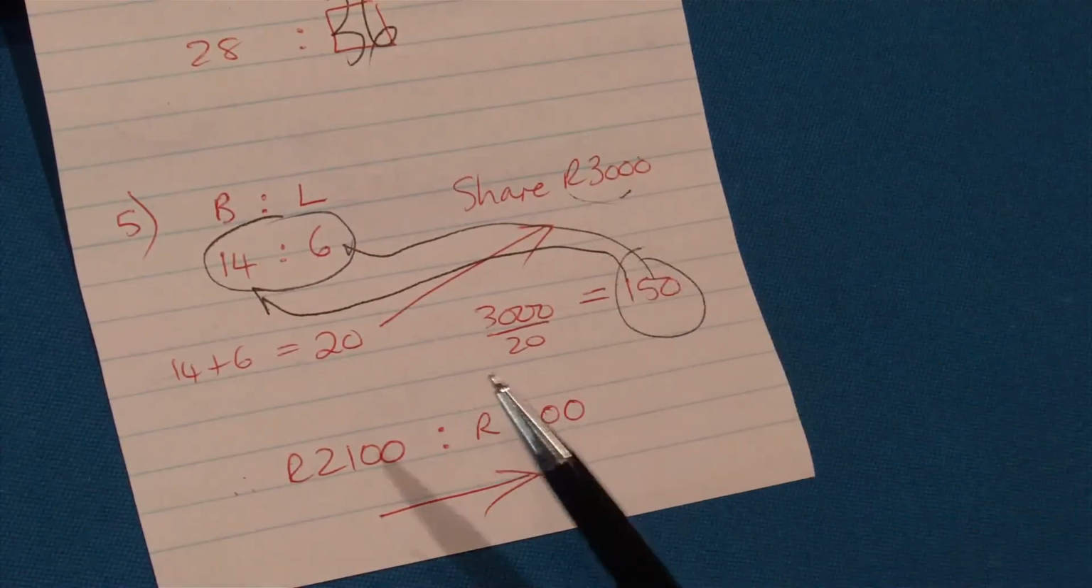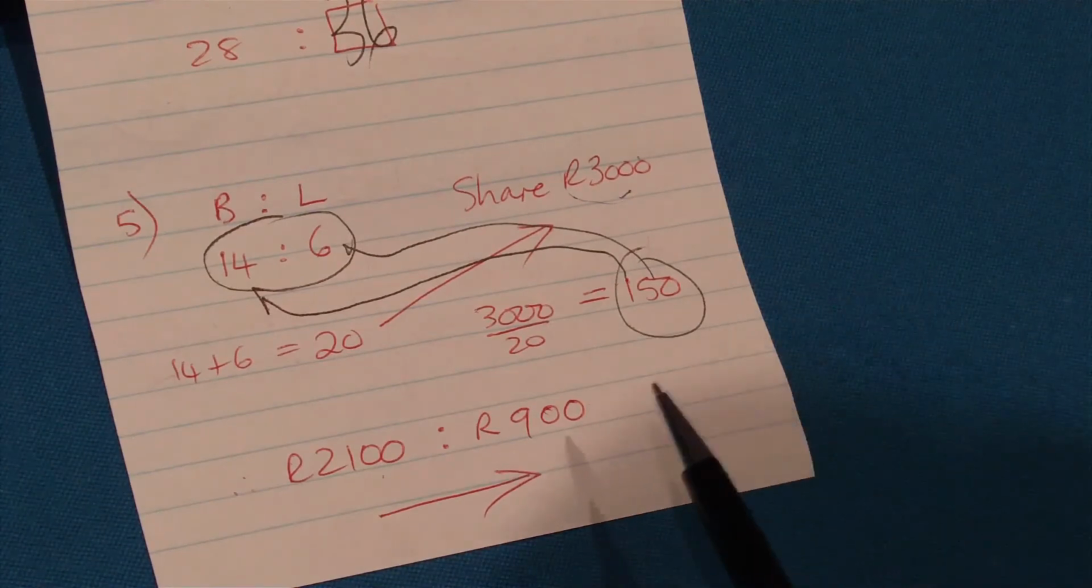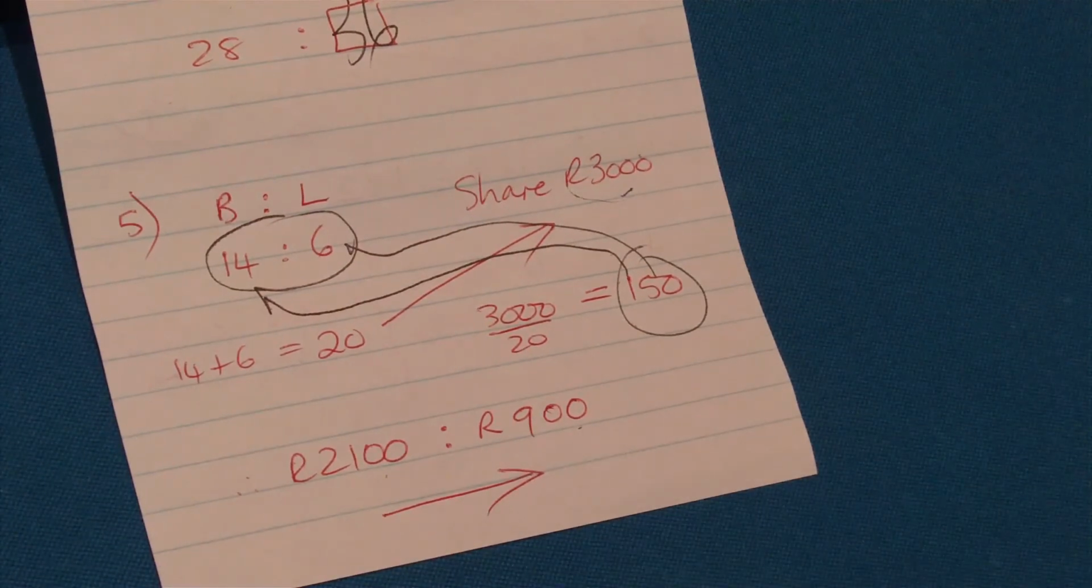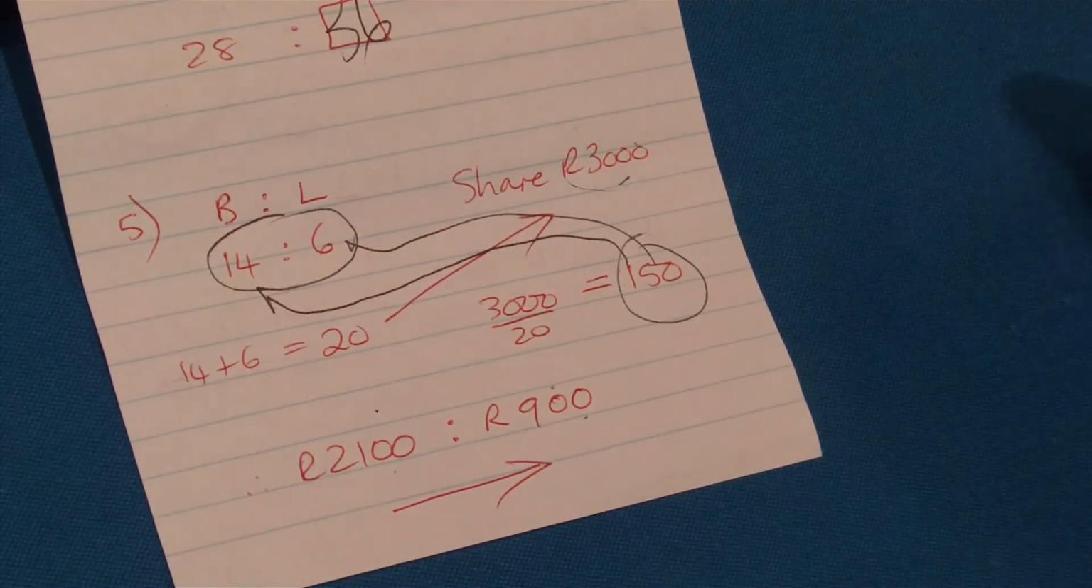So Blake is going to get 2,100 Rand of the profit, and Liam's going to get 900. And obviously when you add those two together, you get the 3,000. Makes sense, eh? Lekker.